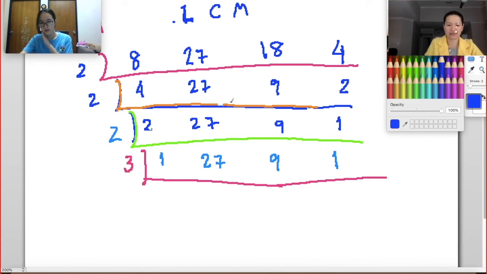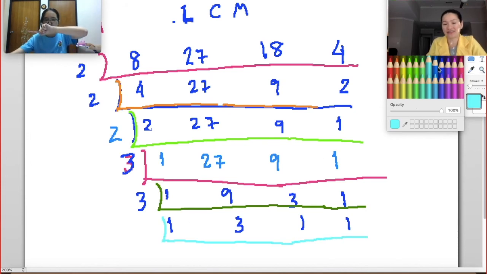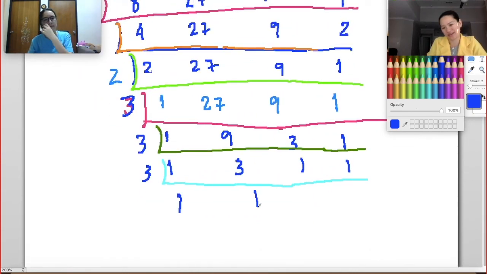You get 1, 9, 3, 1. Which number should we divide them by? What is the next number? 3. Then 3, 1, 1. And what is the last number? 3 as well. We divide until every number is just 1.